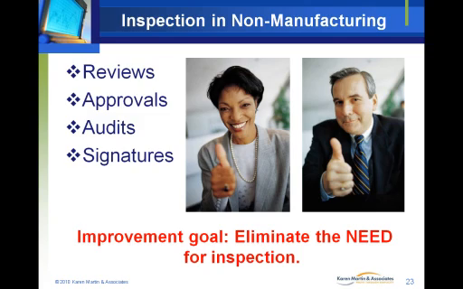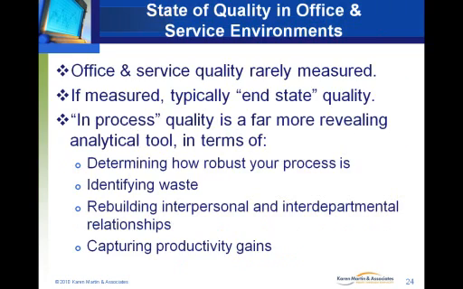Inspection in non-manufacturing is in the form of reviews, approvals, audits, and signatures. So what we want to do is start looking at making a more robust process so that we can take away that thing that people think is a safety net. In reality, it's not a safety net. It's adding complexity, it's adding time, it's adding labor cost to a process, all because the root cause has never been addressed and the quality problems exist. So our goal needs to be to eliminate that need for inspection.